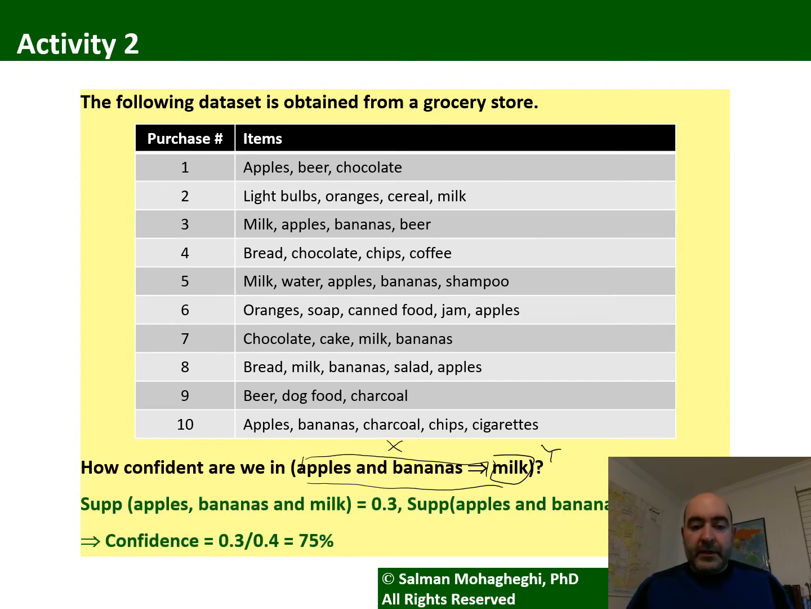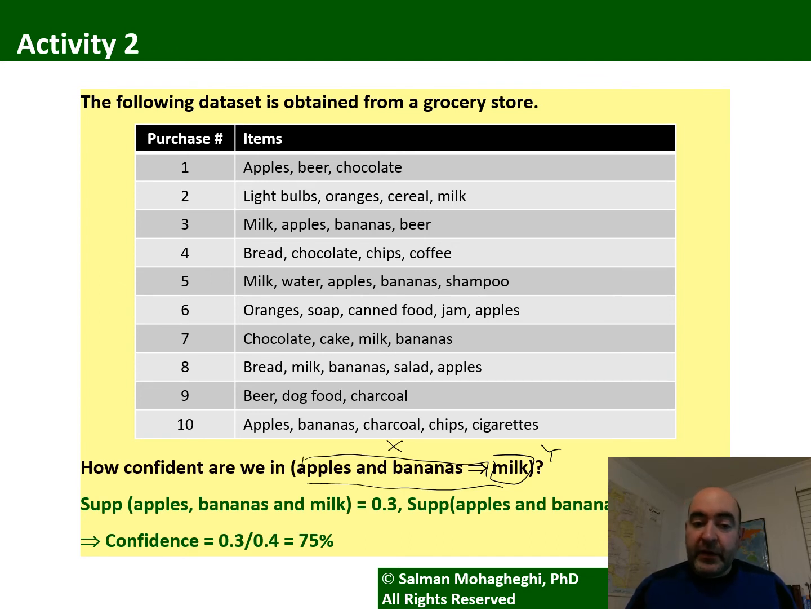So here, this will be my X, this will be my Y. If I do the analysis, I know that support for apples, bananas, and milk from the previous exercise is 30%. If I want to calculate support for X, so how many of these customers have apples and bananas? Here, I don't care about milk anymore. If you do the analysis, you will see that 4 out of 10 customers have both apples and bananas.